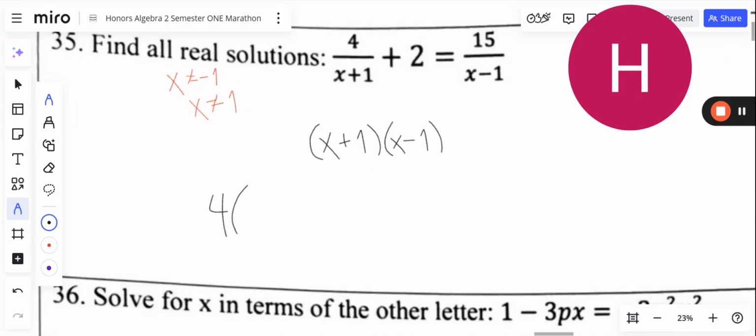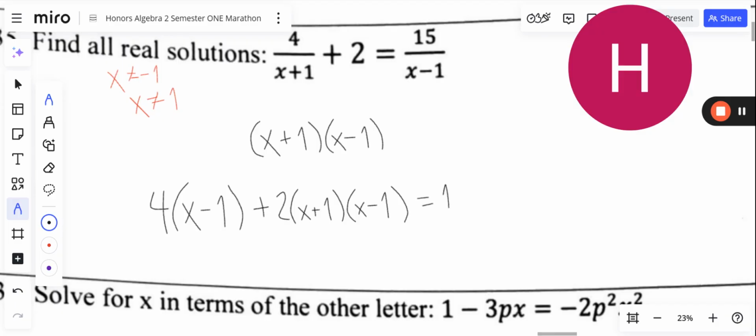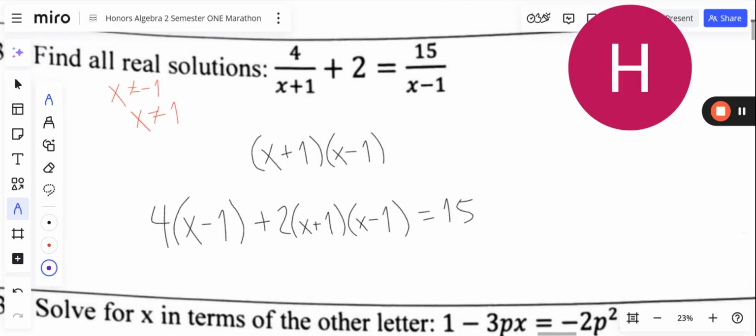So when we distribute to the first term, the x plus 1's cancel. That's just 4 times x minus 1. The 2 doesn't have anything to cancel, so it's going to take both of these, x plus 1 times x minus 1, and then equals 15. The x minus 1's now are going to cancel. So it's just 15 times x plus 1.